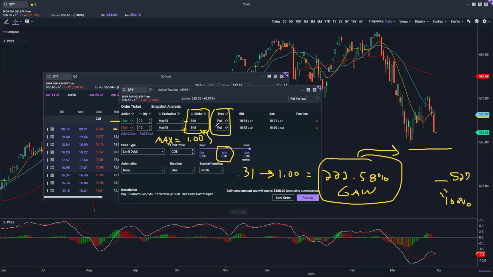This vertical put spread is a different strategy. And this one here is going for 31 cents. The max it could be worth is the difference between your two strikes, which is $1. As long as it's at or below 545 by your May monthly expiration, this trade that you picked up for 31 cents would be worth $1 and you'd have a 222.58% gain.